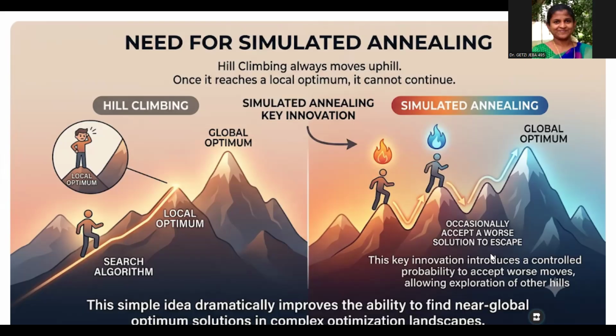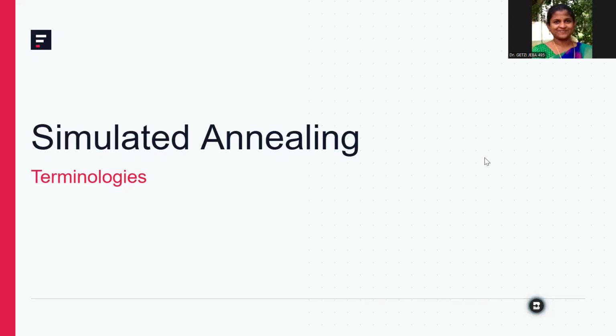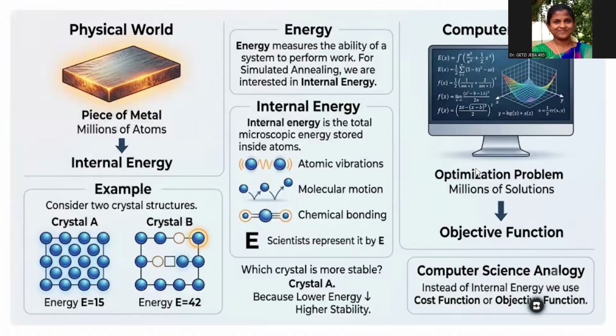And now moving on, the simulated annealing terminologies. We should understand the simulated annealing terminologies. The first terminology is the energy. There is something called internal energy. When your crystal is so organized, your internal energy is low. But when it is disturbed, your energy level is bigger. Energy measures the ability of a system to perform work, so we call it internal energy.